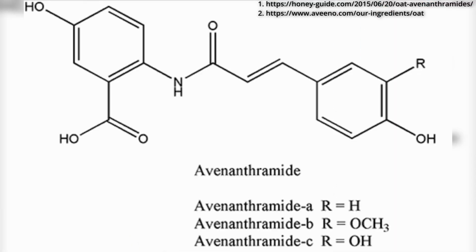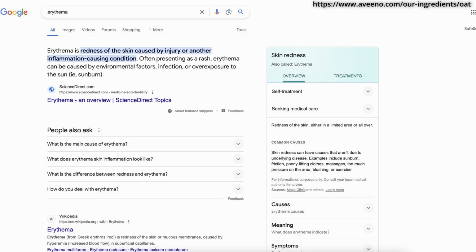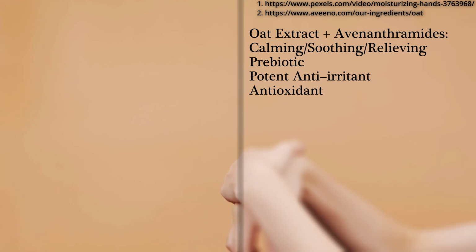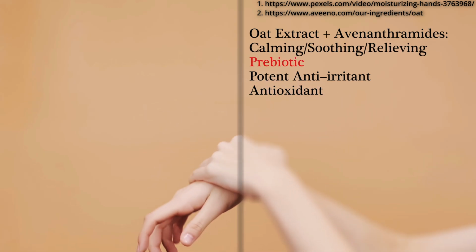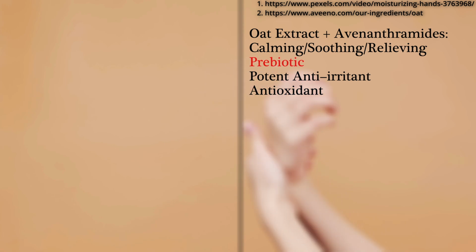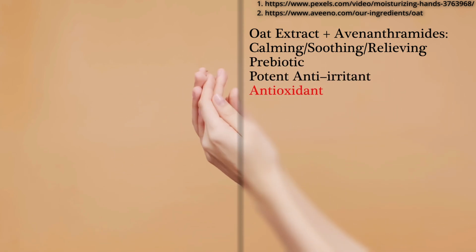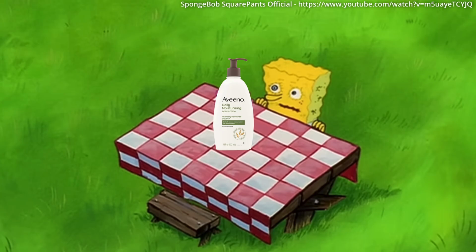Avenanthramides are polyphenolic antioxidants that have high activity against UV-induced skin erythema. It has calming, soothing, relieving, and prebiotic properties. Additionally, it has potent anti-irritant and antioxidant properties.